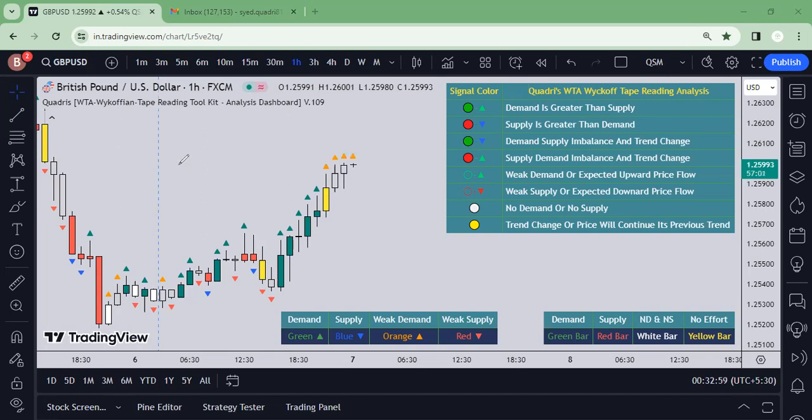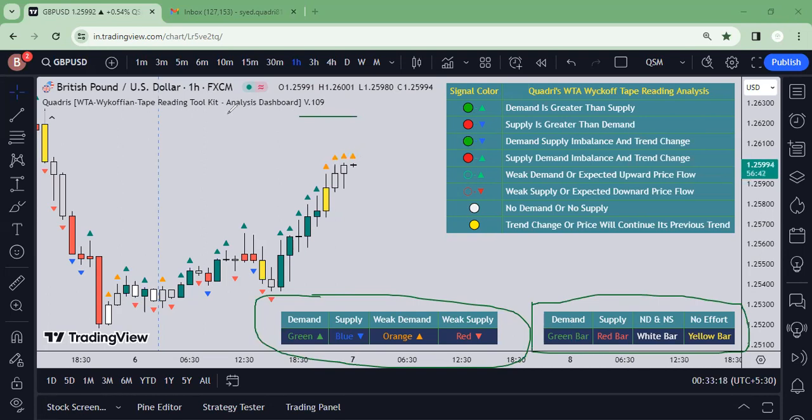So, having said that, let's get started. What I have added now, this is what initially was available with this toolkit. Now I have made some advancement. It is version 109. This toolkit is added with an analysis dashboard.